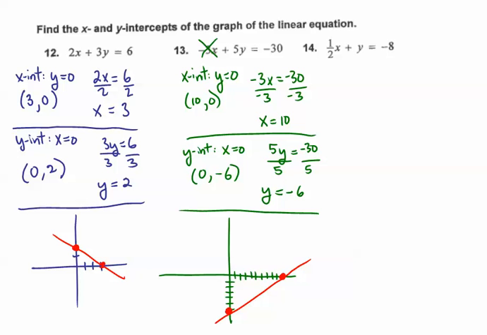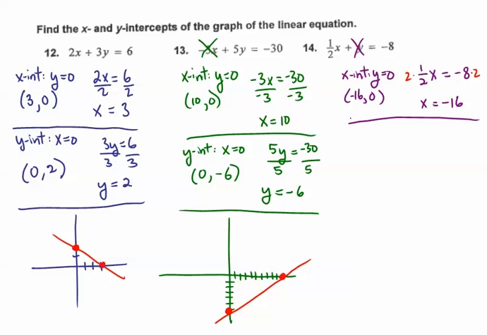Now, in this case, again, we have x-intercept, y is equal to 0. We'll have the point something, comma 0. When we set the y term equal to 0, we get 1/2 x is equal to negative 8. And remember what we do here. We will multiply both sides by 2, and that will get rid of the fraction. We will have x is equal to negative 16. So negative 16, comma 0, that's our x-intercept.